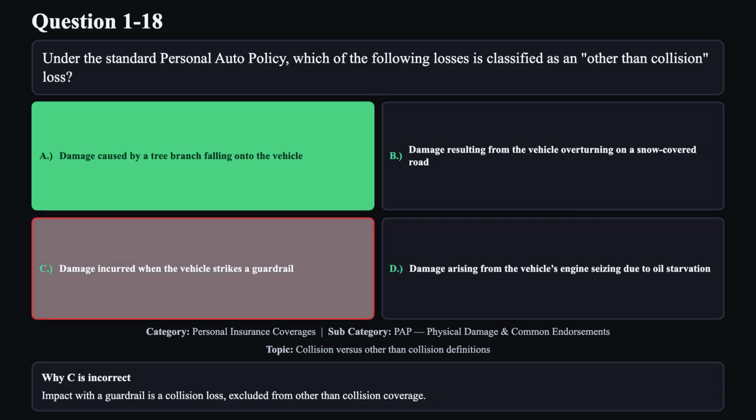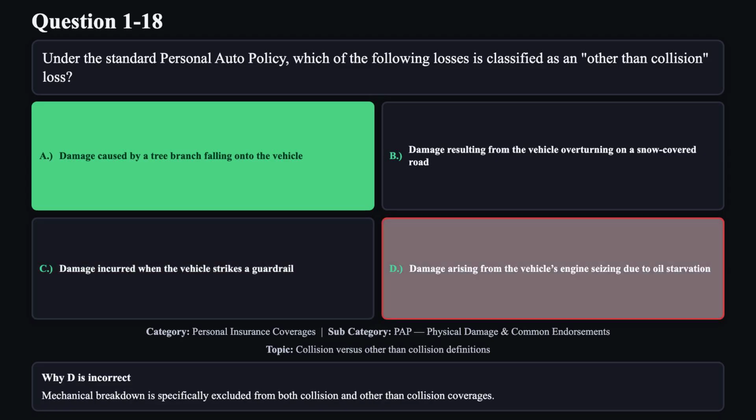Reason C is not correct. Impact with a guardrail is a collision loss, excluded from other than collision coverage. Reason D is not correct. Mechanical breakdown is specifically excluded from both collision and other than collision coverages.